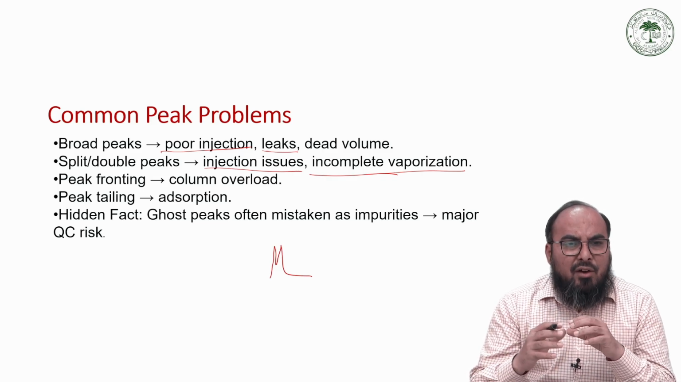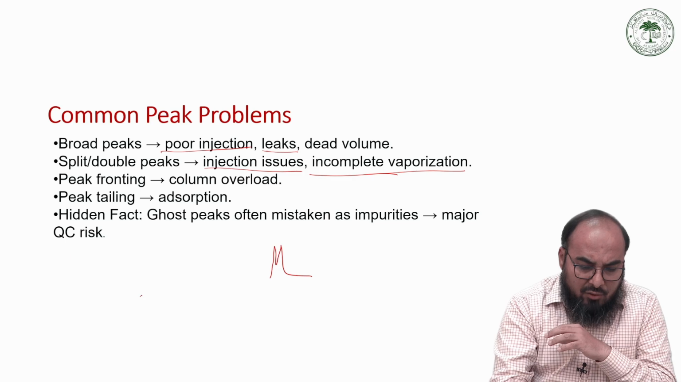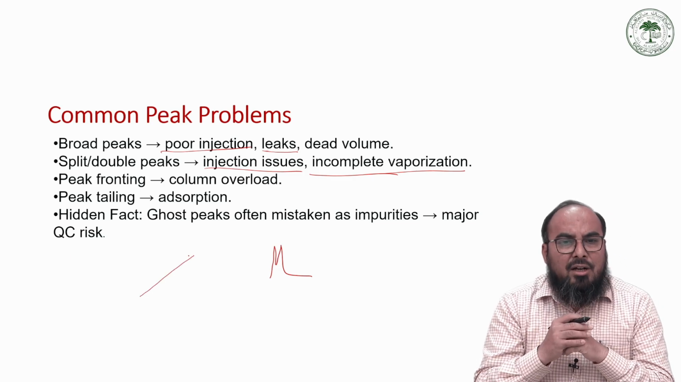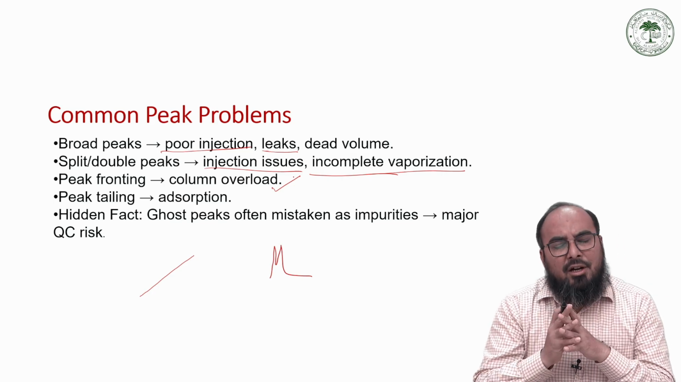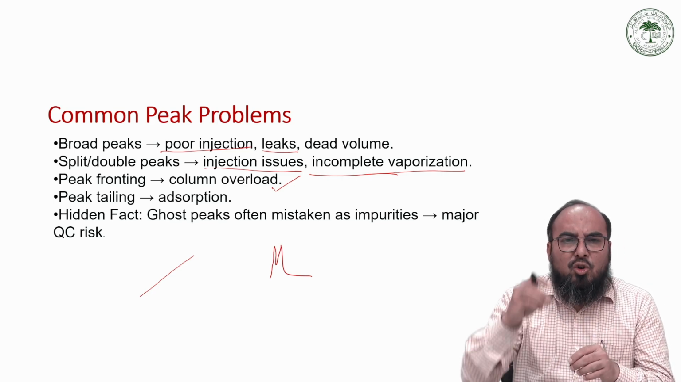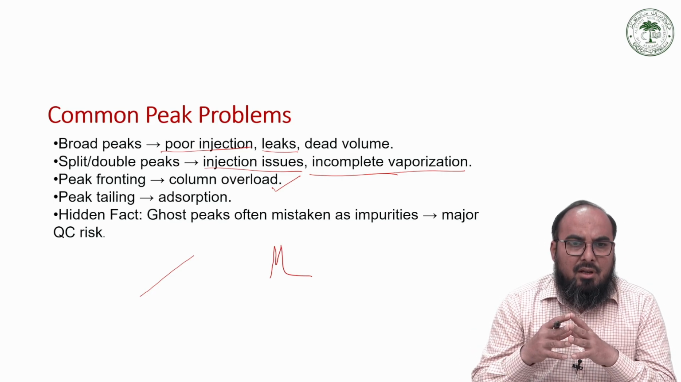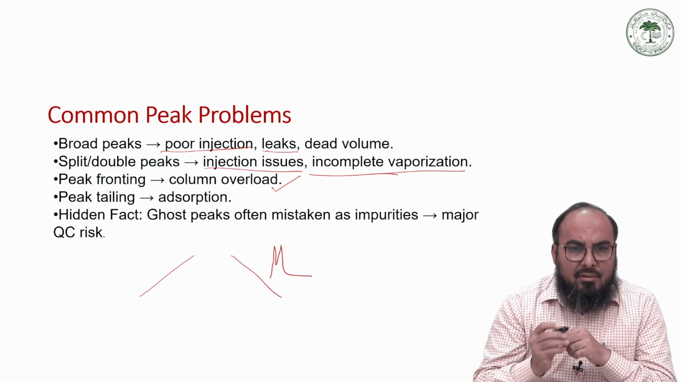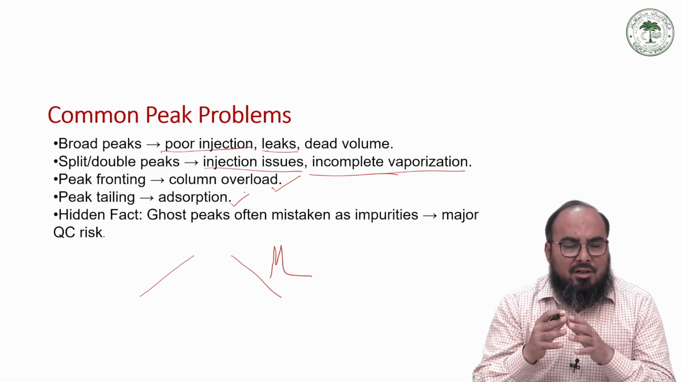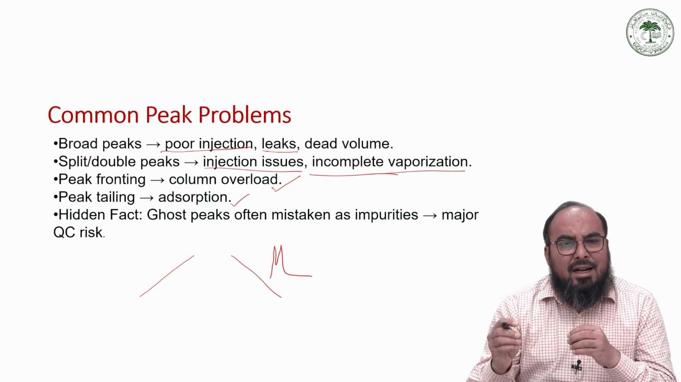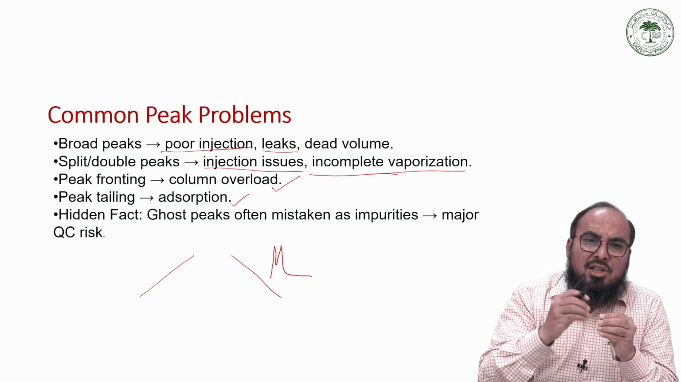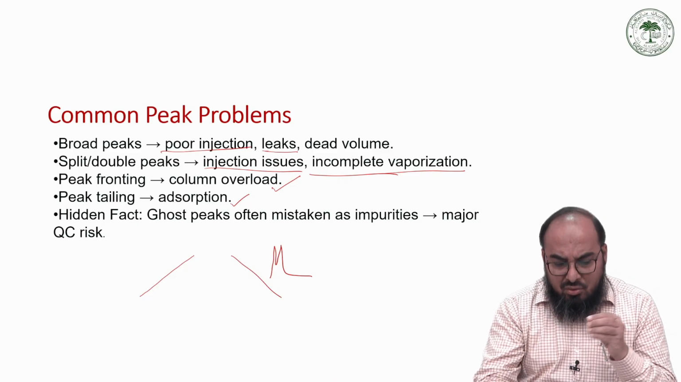Similarly, peak fronting, a long fronting of the front part of your Gaussian peak, implies that your column is overloaded. You actually overloaded too much of your sample. Similarly, peak tailing implies that adsorption occurs. That is, the solute gets adsorbed on the stationary phase. So that leads to peak tailing.